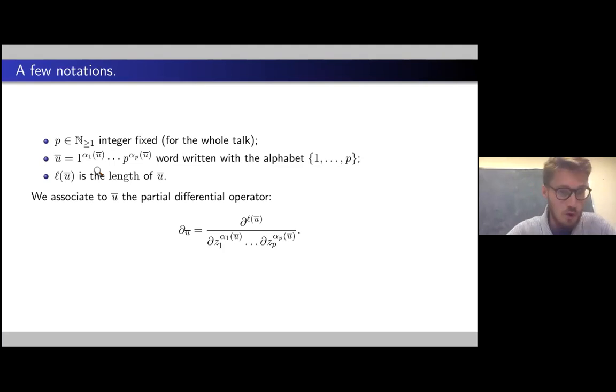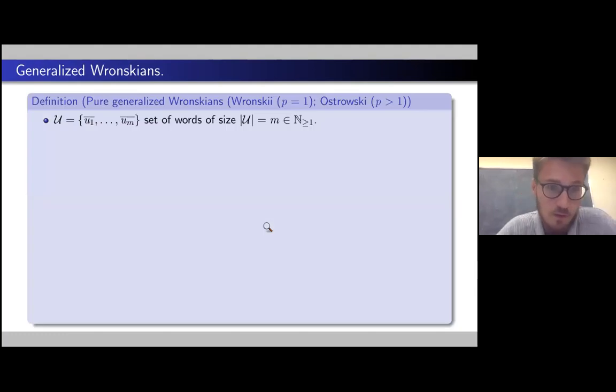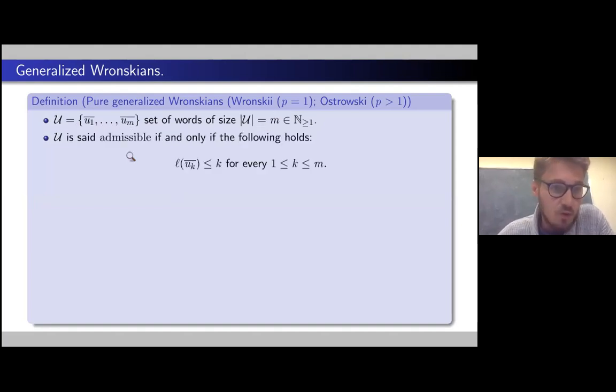To any such word, we can associate the partial differential operator D_U, which is simply you differentiate according to the direction defined by the word U. This acts on the sheaf of holomorphic functions in P variables. That being said, we can now define generalized Wronskians. This definition goes back to Wronski for P equal to 1 and Ostrowski for P strictly greater than 1. We take U, a set of words U_1, U_2, up to U_M, and we say that U is admissible if and only if the following condition is satisfied.